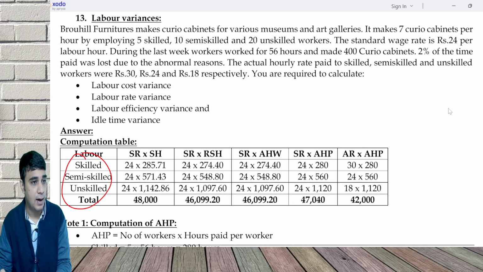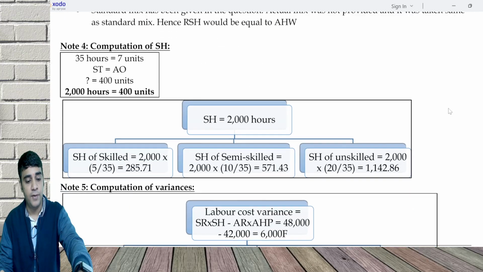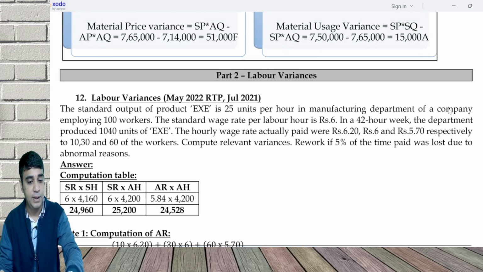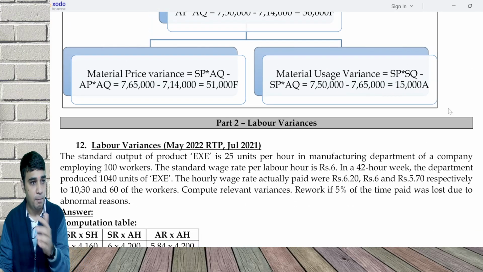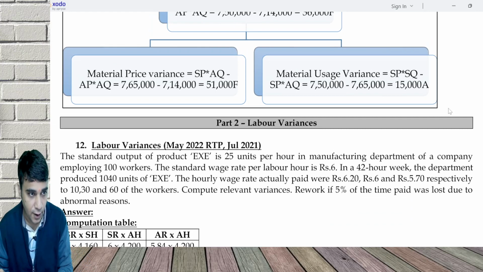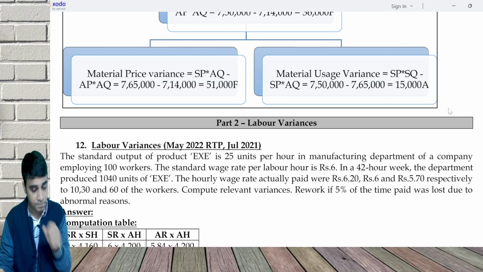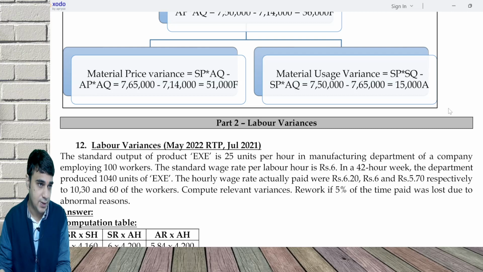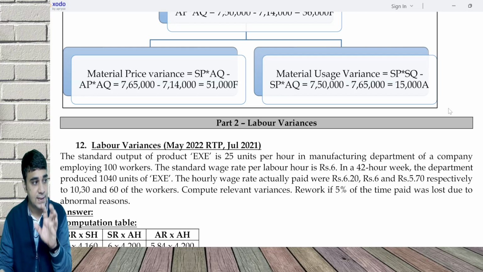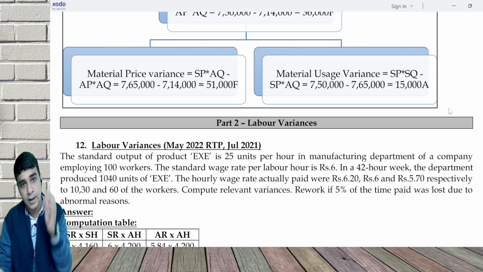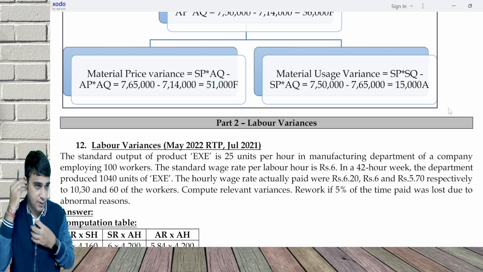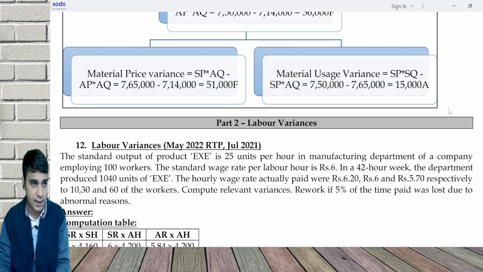skilled, semi-skilled, unskilled. Or you will see problems where they mention grade A, grade B, grade C. Or men, women, boys. So different categories of workers. If you have different categories of workers, that is technically called multiple labor. In this question, I don't see that categorization in the problem. So this is a problem on single labor. The original part is without idle time. The rework part is with idle time. There's a rework which is given in the question. The rework is with idle time. The original part of the question is without idle time.